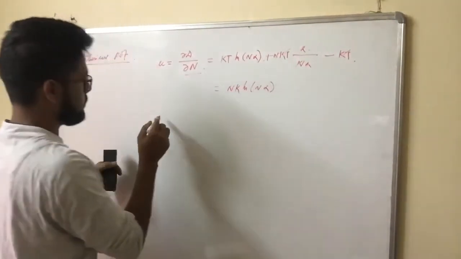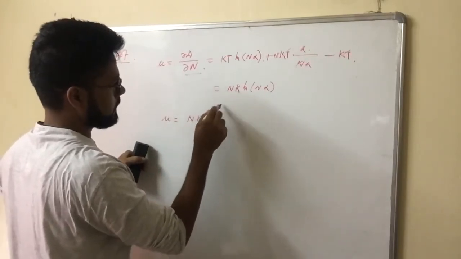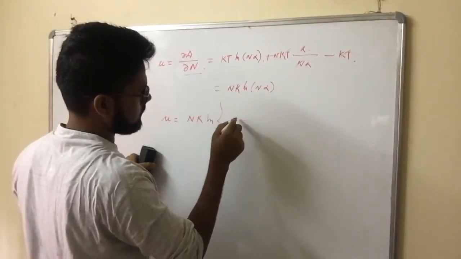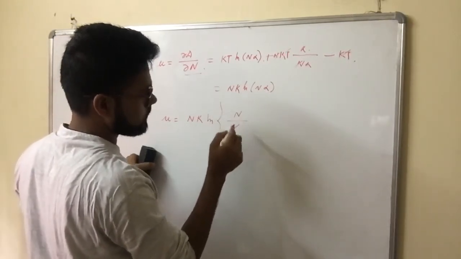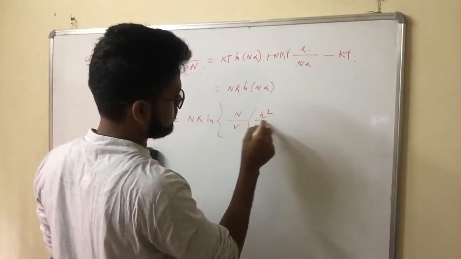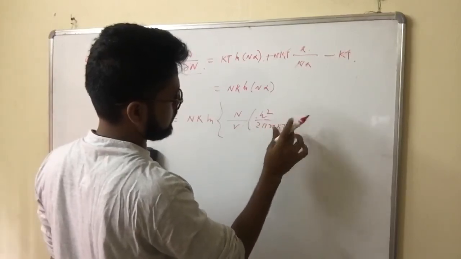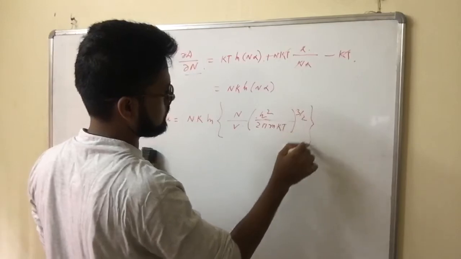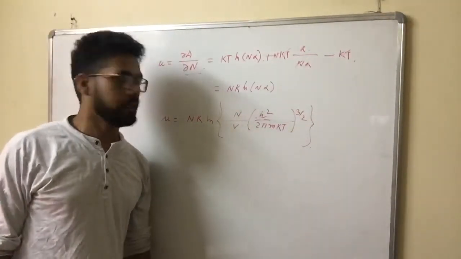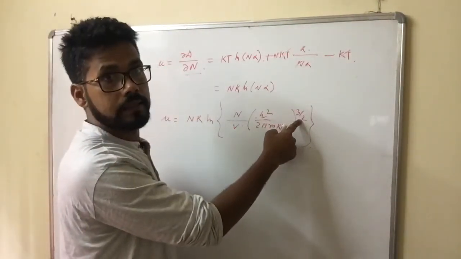So nk, the chemical potential, nk ln alpha means what? n by V times (2 pi mkT over h squared) to the power 3 by 2. This is the formula. But if you want to write the general formula in the case of free chemical potential, you replace 3 by d by 2.